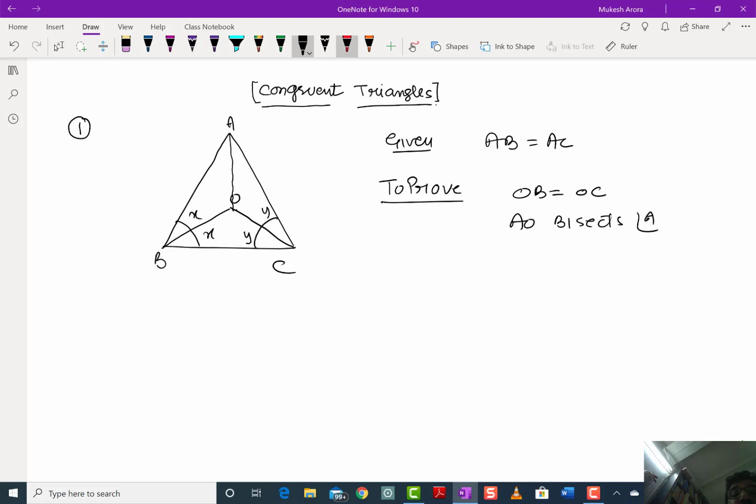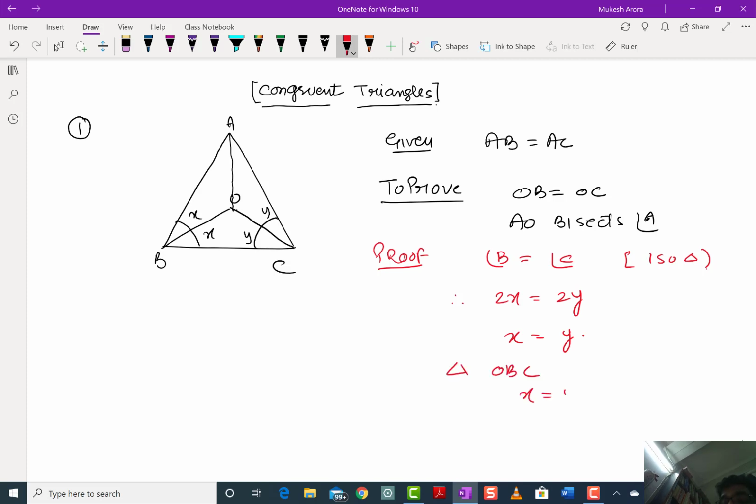We have to prove all the things by congruency. We'll go one by one. We know that angle B is equal to angle C, by the isosceles triangle property. Therefore 2x is equal to 2y. Therefore x is equal to y. If x is equal to y in triangle OBC, therefore OB is equal to OC.